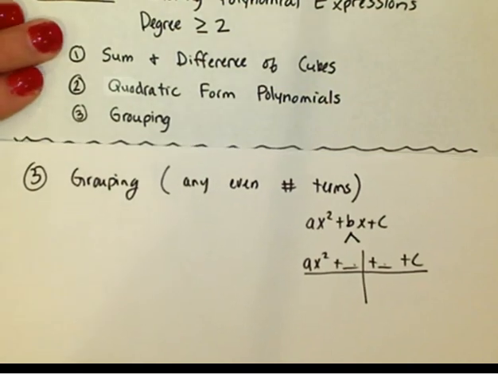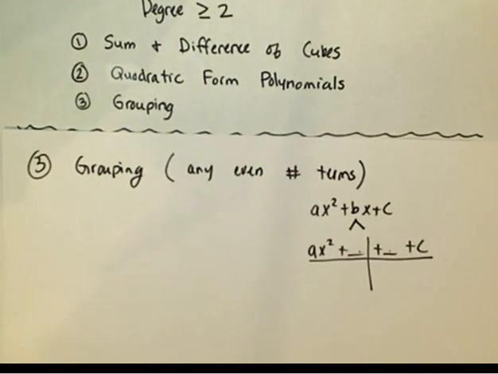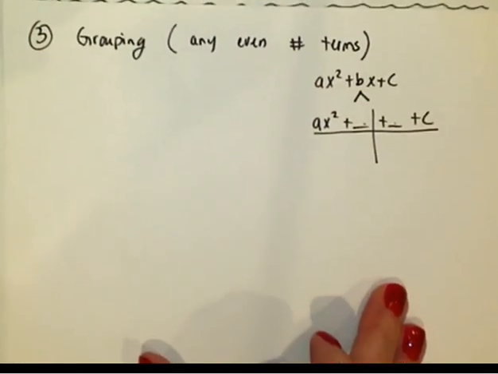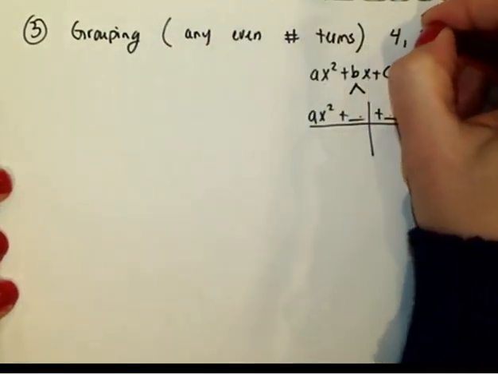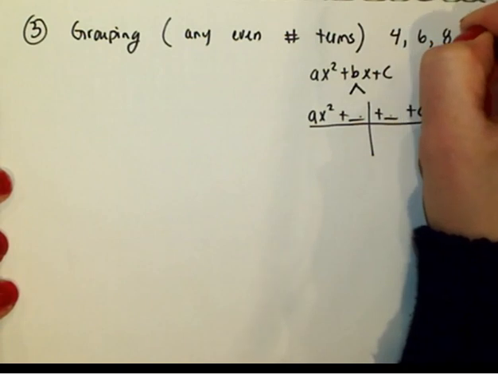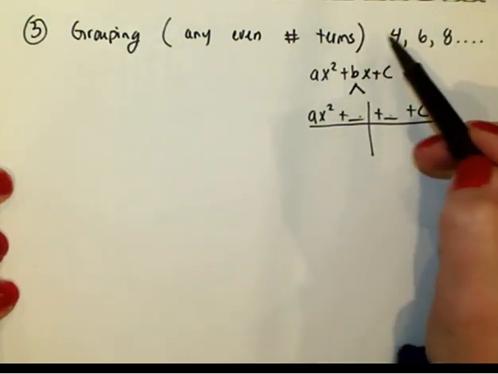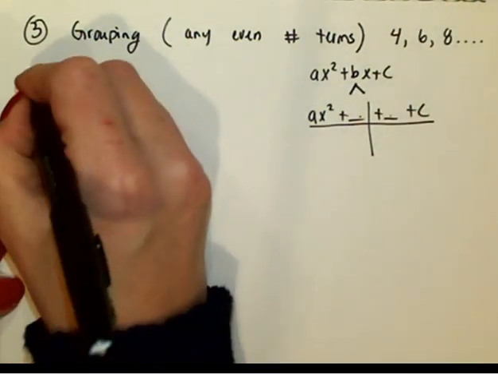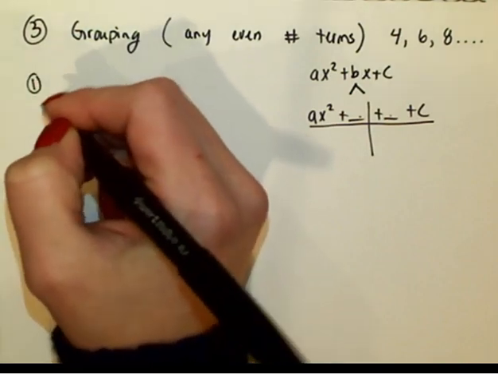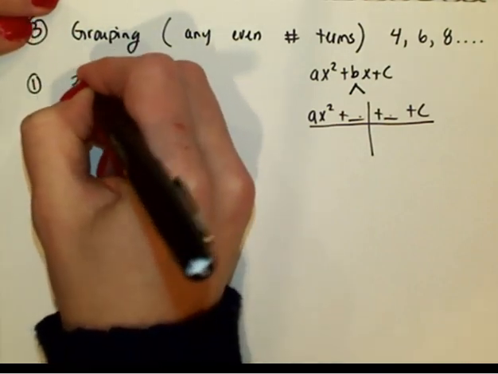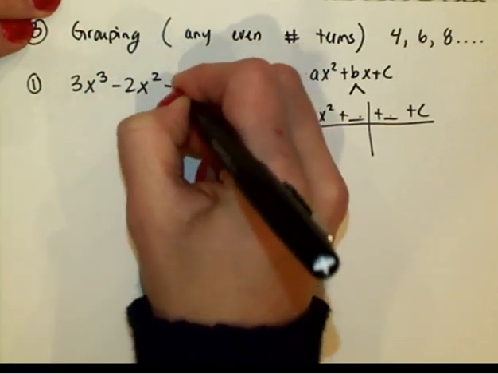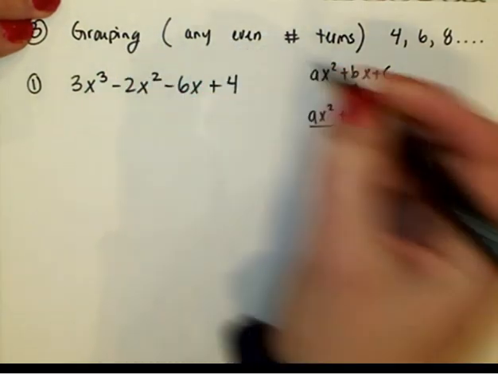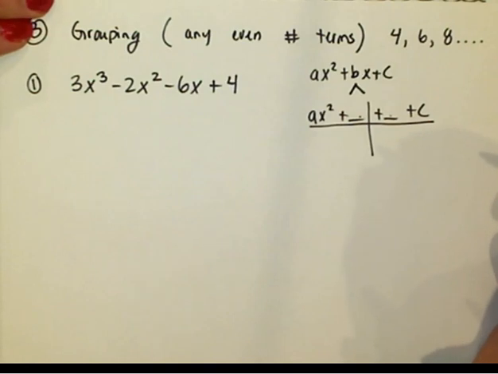We're going to start with problems where grouping is actually already applicable, so any even number of terms. We're going to go with 4, 6, 8. Most of ours are going to stop with 4 or 6 terms. So here's our first example: 3x cubed minus 2x squared minus 6x plus 4.